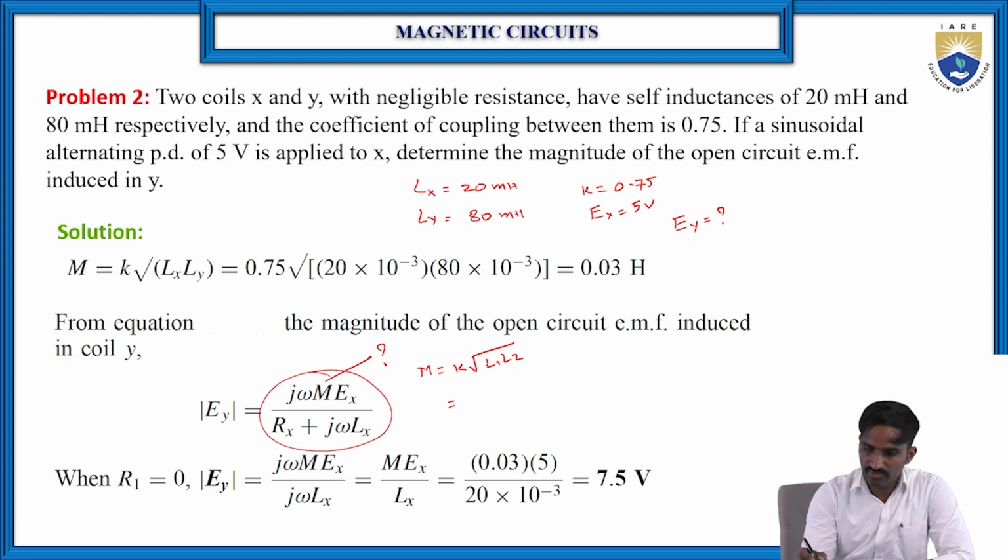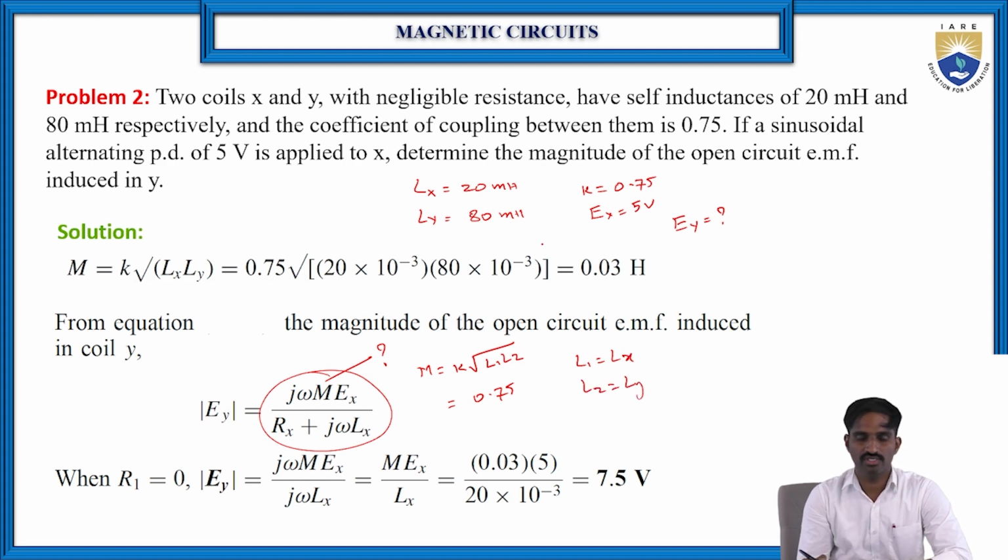So here K we know, the value 0.75, and here L1 is nothing but LX and L2 is nothing but LY, because instead of coils 1 and 2, here they have considered coil X and coil Y, right? So just substitute all these values, then you will get the mutual inductance, here it is 0.03 henry.